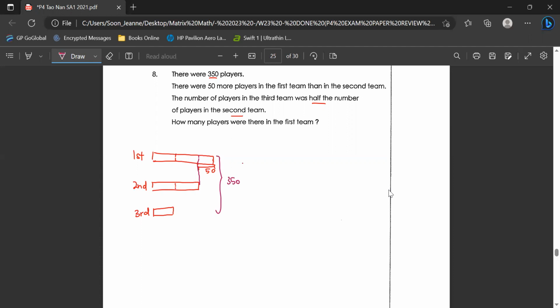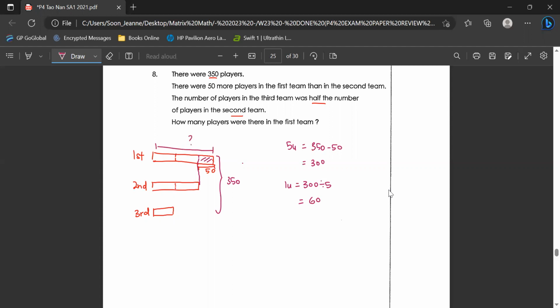So how do we do this question? We take away the difference of 50 to make the units equal, which is in this case 5 units. So 5 units is 350 minus 50, which is 300. Look for 1 unit. 300 divided by 5 is 60. Question is asking me for how many players are in the first team. This is the one I'm looking at.